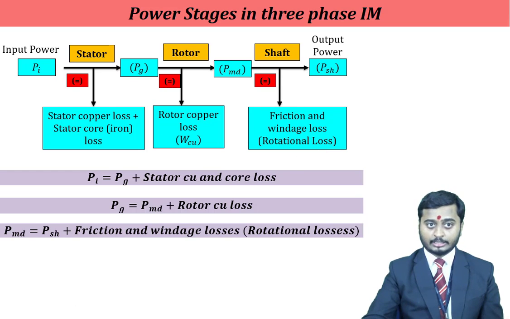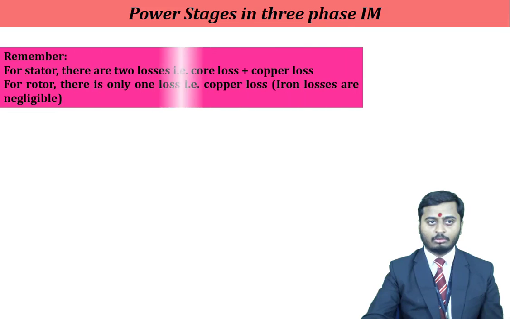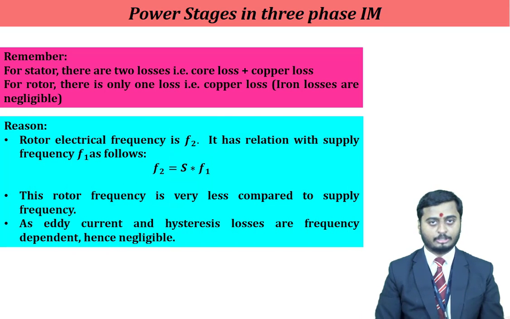So keep in mind, this is very important, and based on that the problems will be asked in the examinations. Now remember that for the stator there are two losses: first stator core loss and second copper loss. But in case of a rotor, there is only one loss, that is copper loss. Here the iron losses are negligible.